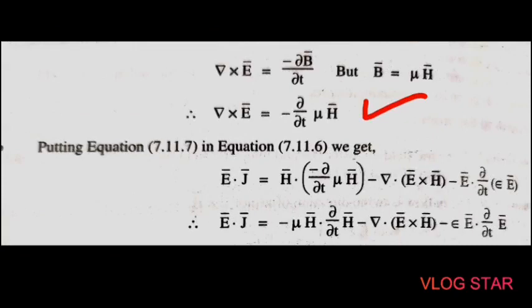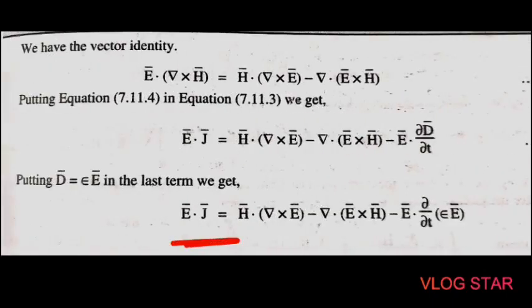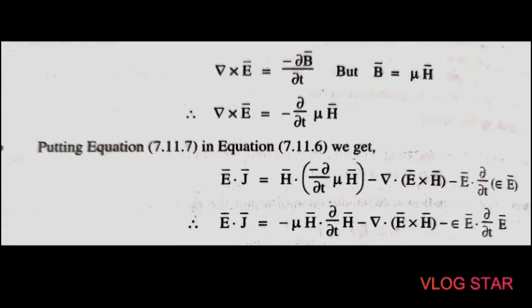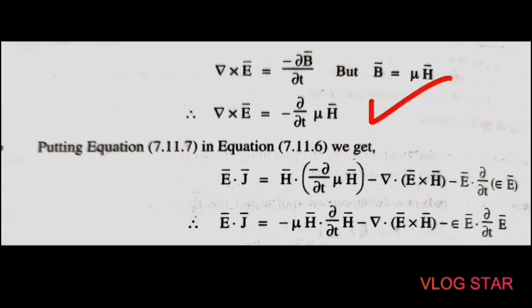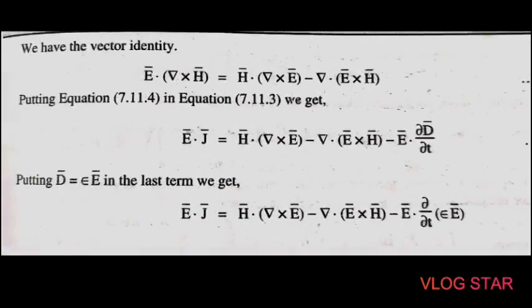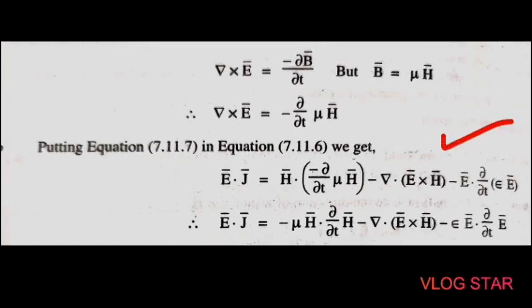In the next equation we have to put this value in the previous equation. That is, E bar dot J bar is as it is on the left hand side, and at the right hand side the value of H bar is as it is, and the product of del and E bar is given by this equation: minus dou by dou t into mu into H bar, minus all the remaining terms as they are, that is del cross E bar dot H bar minus E bar dot dou by dou t epsilon into E bar. Okay, so these terms are as they are.